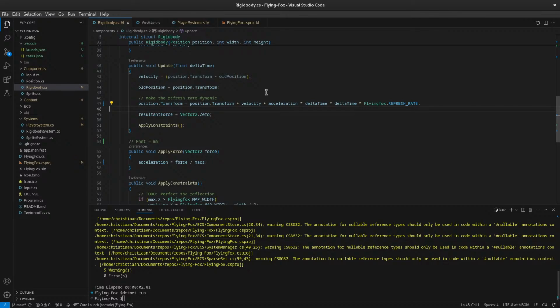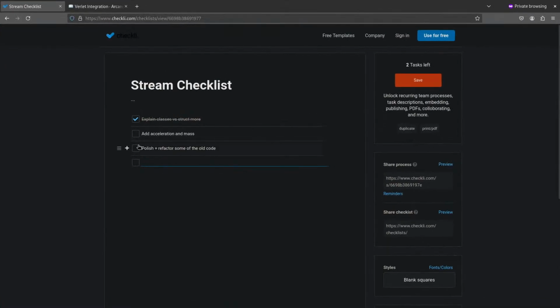But I mean, that's like, oh, it's not even on our list. We'll just add that. Explain Verlet integration. And we'll just mark that one complete. Yeah. Because we just did that.